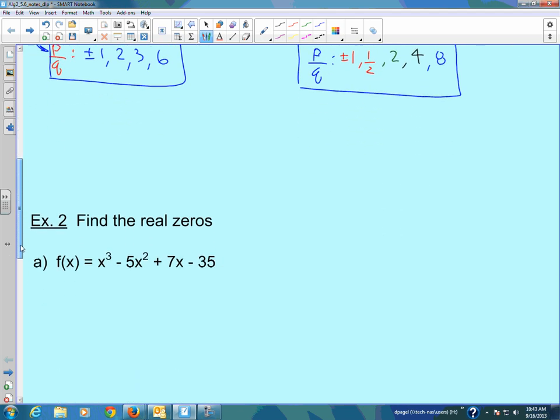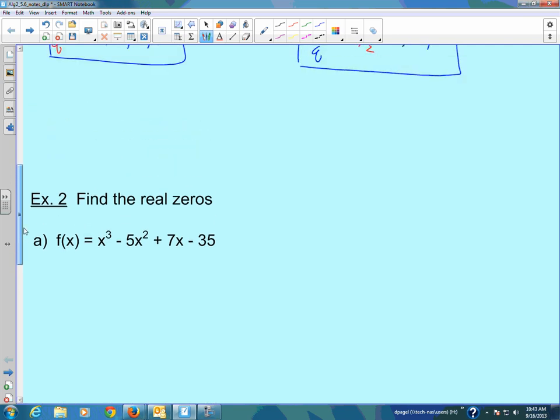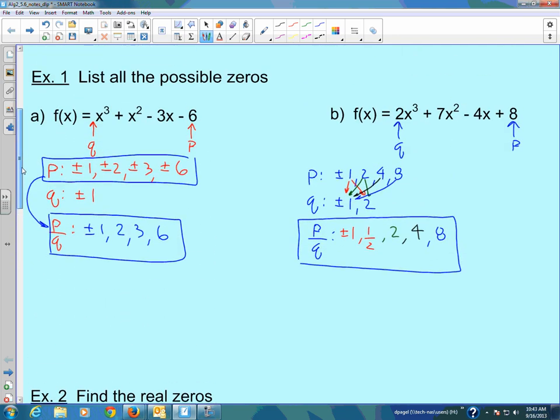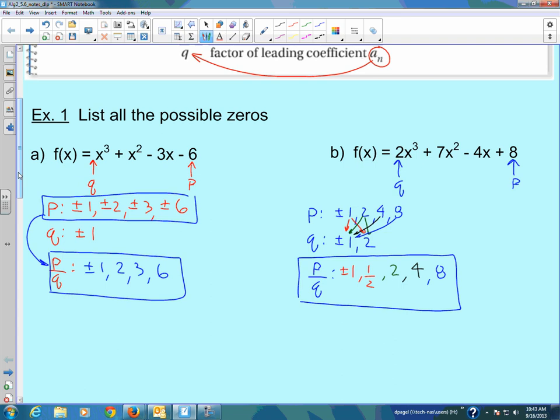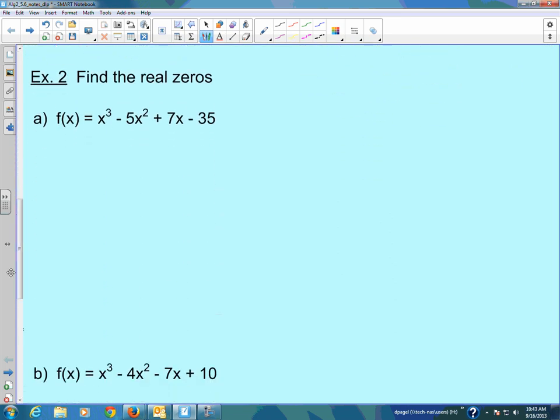All right, finding the real zeros now. Well, now we're going to actually get to use our synthetic division process to find our real zeros. Here we were testing what the possible ones are. Now we will actually go and find them.